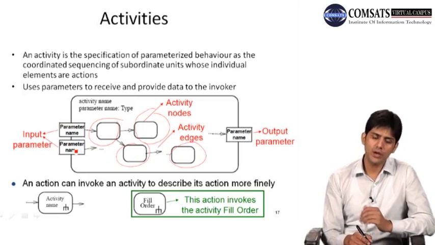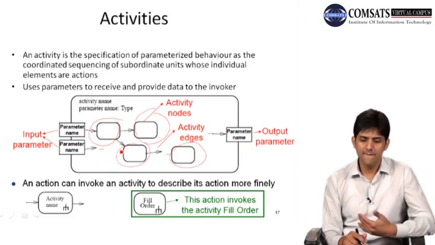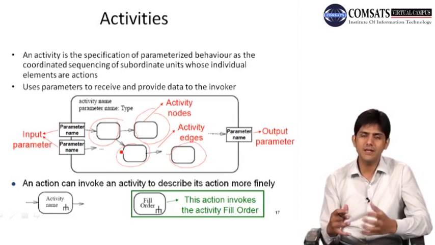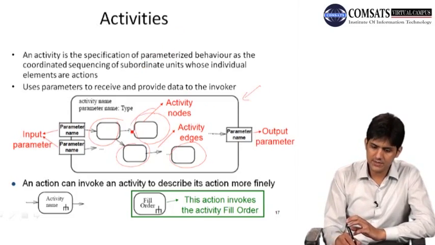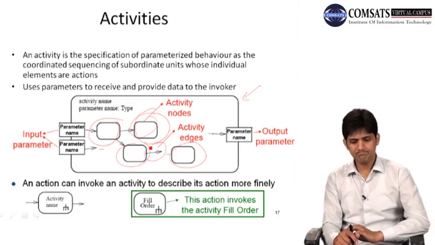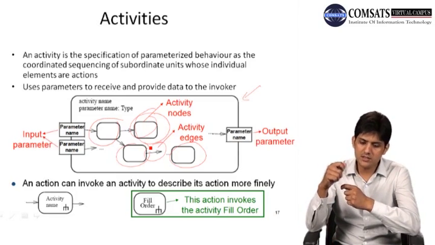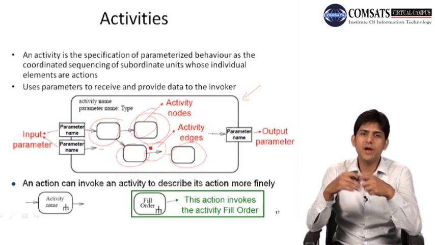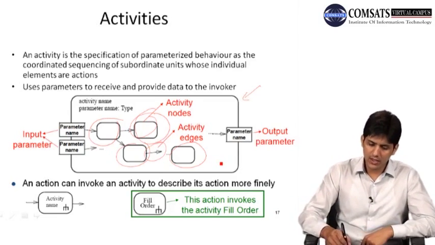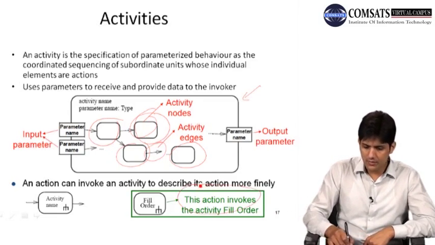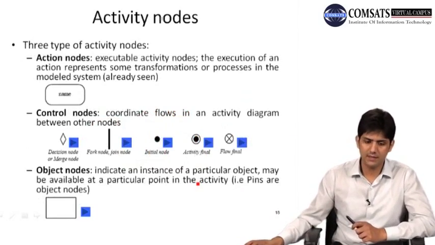So we have seen what actions are and what activities are. An activity is basically a group of those actions, and within an activity there can be multiple actions. We need to understand that this represents the activity, these represent the activity nodes, and these represent the activity edges. Another thing about activities is that an action can invoke an activity to describe its actions more finely. For example, when you have filling an order, you can have an additional activity which describes how to fill the order. So we can have that when we are making these activity diagrams.